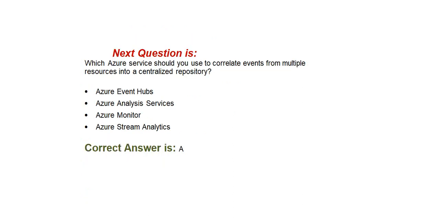Next question is, which Azure service should you use to correlate events from multiple resources into a centralized repository? Option A, Azure Event Hubs. Option B, Azure Analysis Services. Option C, Azure Monitor. Option D, Azure Stream Analytics. Correct answer is option A, Azure Event Hubs.